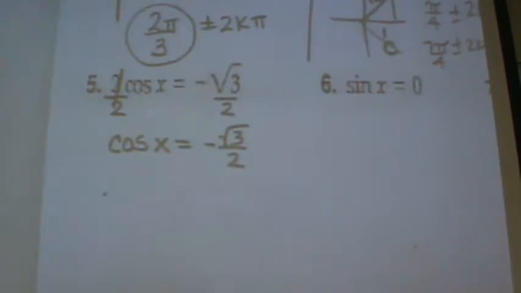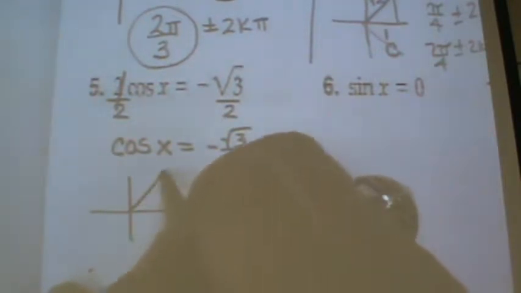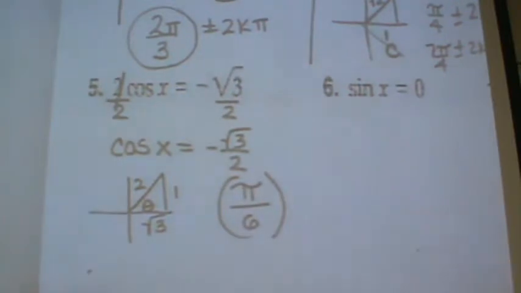Okay, so ignore this negative. Draw quadrant 1, adjacent over hypotenuse. What angle am I? It's a 30, so pi over 6. But is that one of the answers? No, because it says negative.